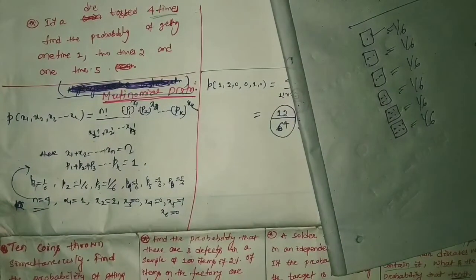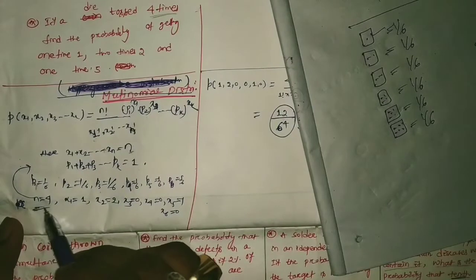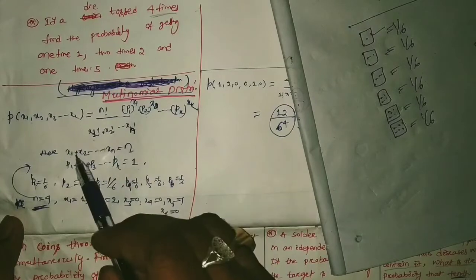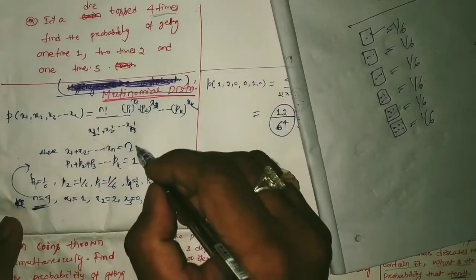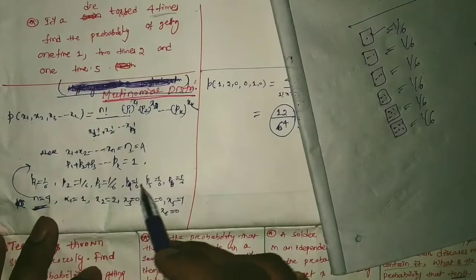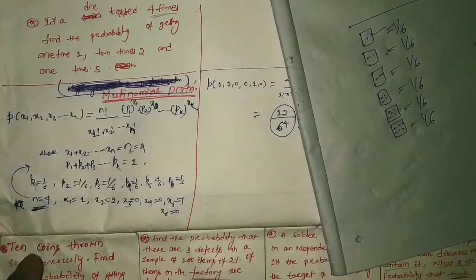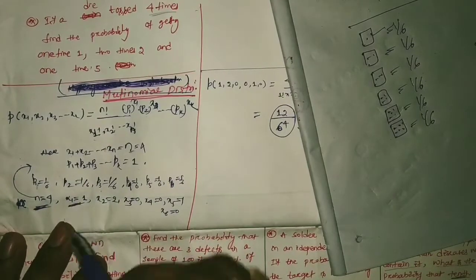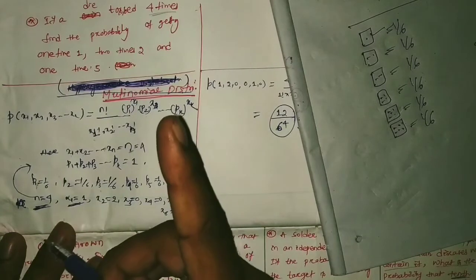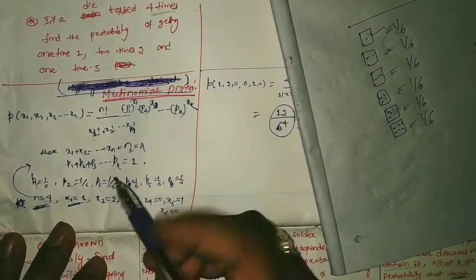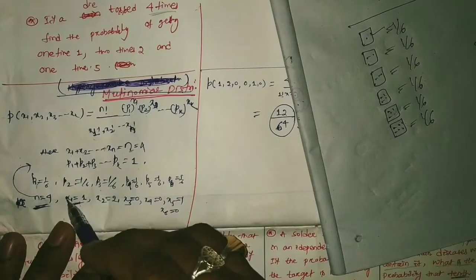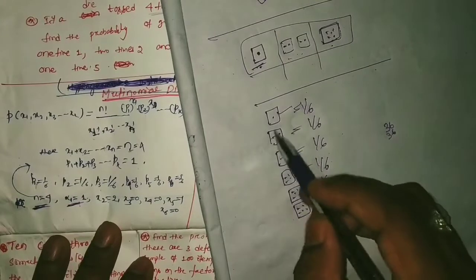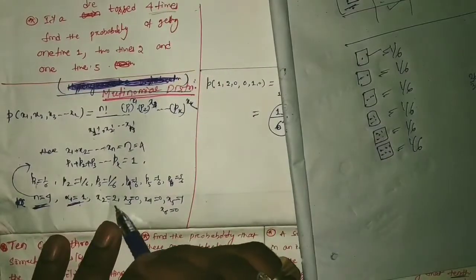And the number of trials is 4. So x1 plus x2 up to xk is your n, equal to 4, and if I add all the probabilities, it will be 1. Now x1 is the occurrence of 1. Occurrence of 1 is how much? 1. x1 is 1. x2 is the occurrence of getting 2. Getting 2 how many times? 2 times. x2 equals 2.